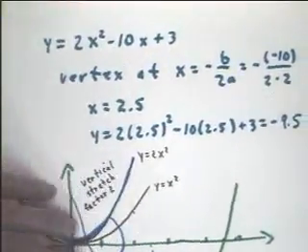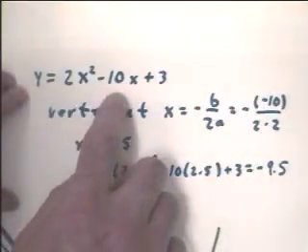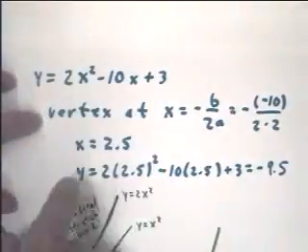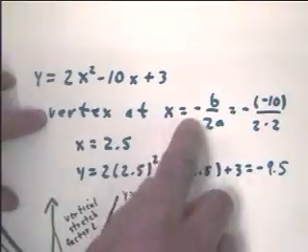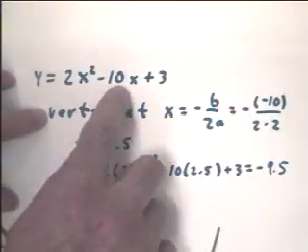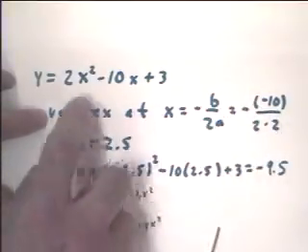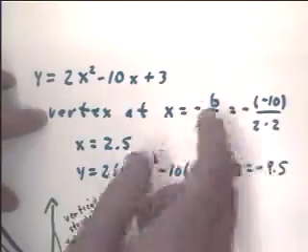How we apply these ideas to the graph of y equals 2x squared minus 10x plus 3. We see that the vertex will be at x equals negative b over 2a. b is the coefficient of x, which is negative 10. So we put negative 10 in here. We keep our negative sign. So we have a negative of a negative, which is going to be positive.